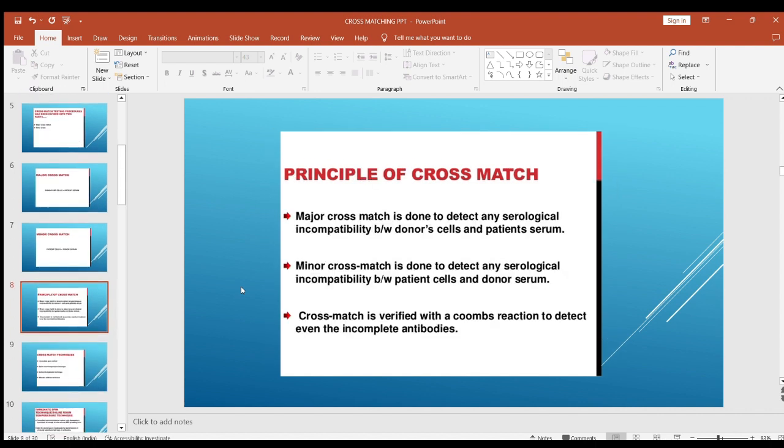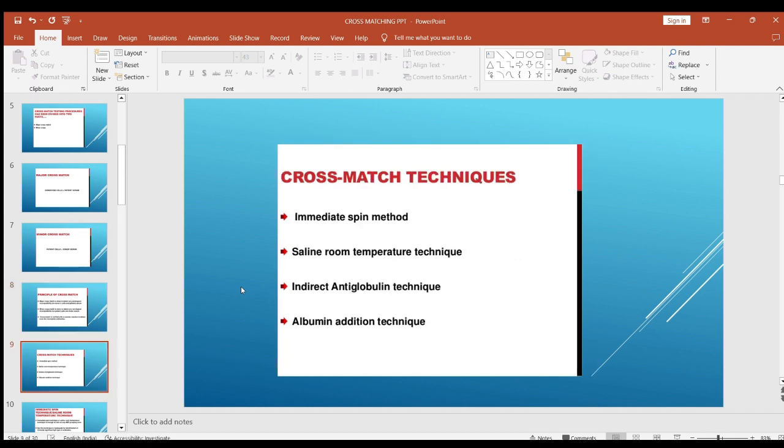Next, what is the principle involved in cross-matching? The major cross-match is done to detect any serological incompatibility between donor cells and patient serum. But the minor cross-match is done to detect any serological incompatibility between patient cells and donor serum. Cross-match is verified with a Coombs reaction to detect even the incomplete antibodies present in the blood cells.